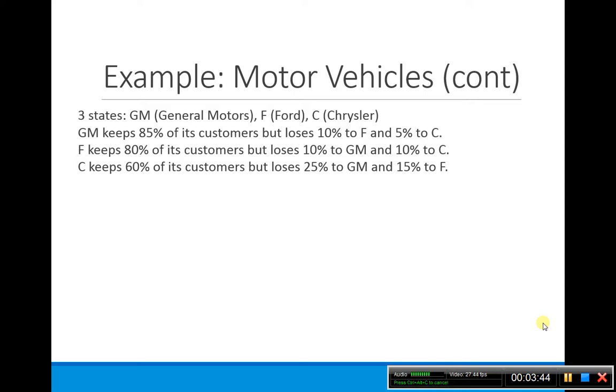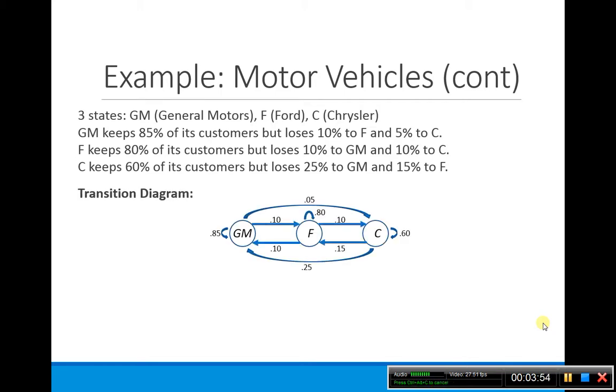The first thing we have to do here is, all we have is a bunch of information, so as always, we start off by drawing a transition diagram. We have three different states: General Motors, Ford, and Chrysler. If you're with General Motors, you have an 85% chance of staying with General Motors, a 10% chance of going to Ford, and a 5% chance of going to Chrysler. Similarly, you get something for Ford and something for Chrysler.